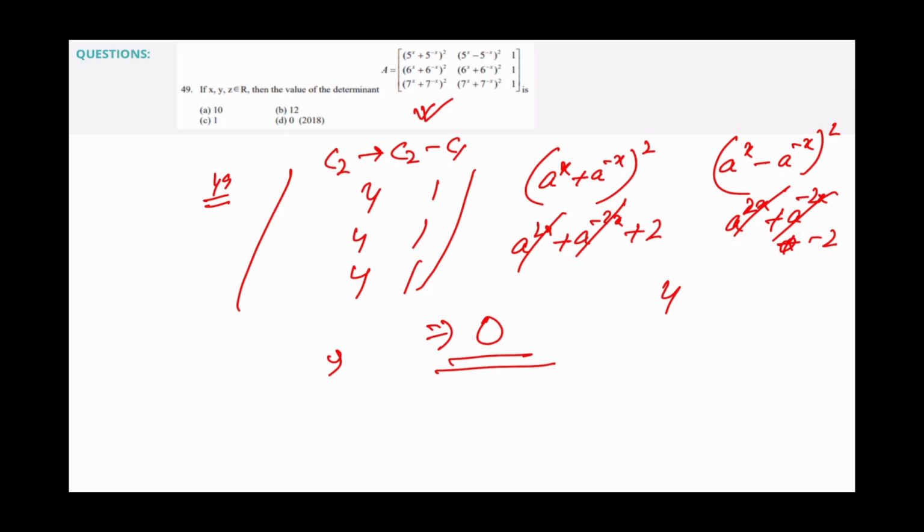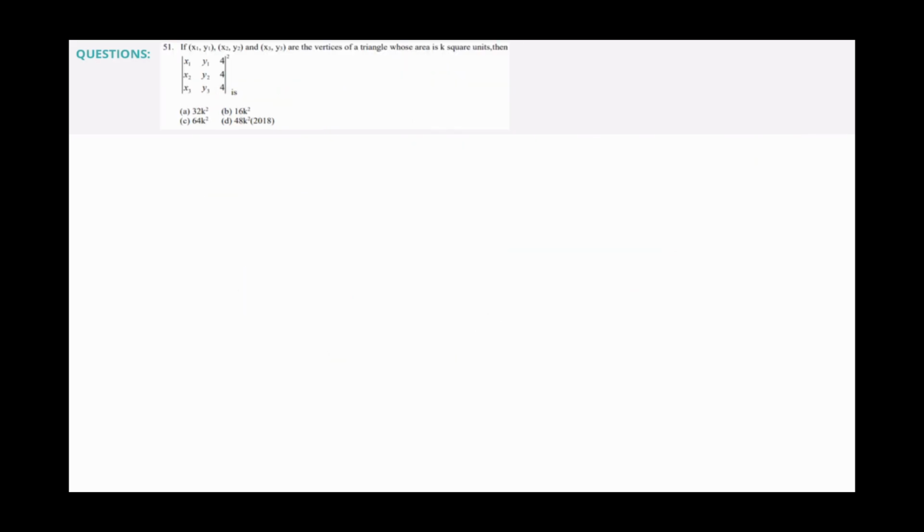So you need to understand, don't get scared by seeing this, okay? 5 power x and 5 power minus x is given. How are we going to do it? Make it into simple form. Open it up. See what happens if you add or subtract. The moment you see that if you subtract, you're getting just a constant, which is the same for all values. Done. So again, we have a triangle kind of question.